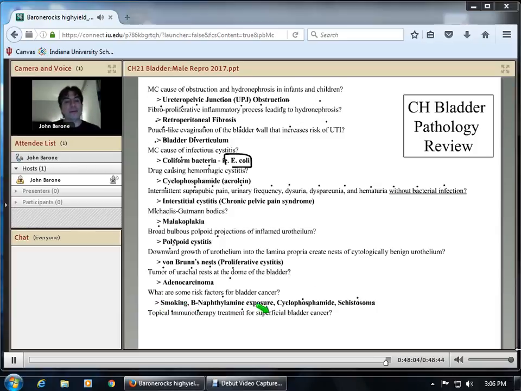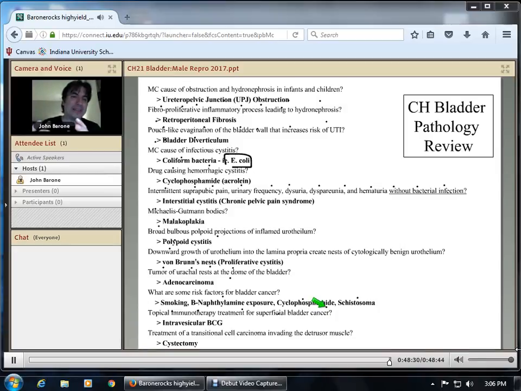All right, what about the topical immune therapy used for superficial bladder cancer? Intravesical BCG. Inject it, you'll make granulomas, and the inflammation will kill the tumor. Wow, that's so cool. Finally, what is the treatment for transitional cell carcinoma invading the detrusor muscle? Cystectomy. Now, when I take out your bladder, I have to make a new one using intestines. What a mess. I take a second intestine, I try to make a new bladder, reattach the ureters. It's really a mess.